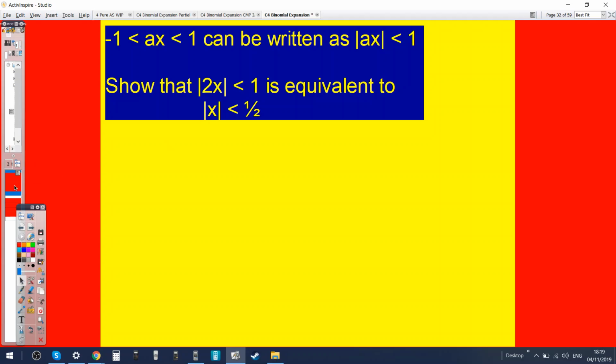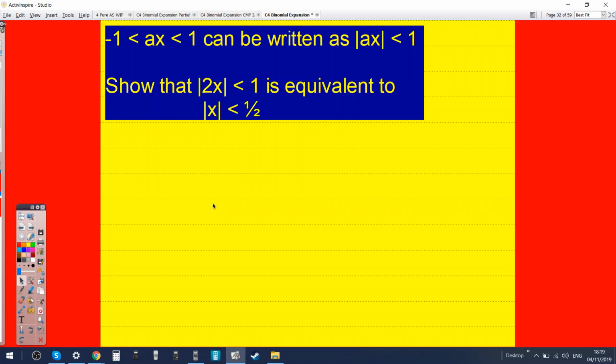Okay, any idea what this is about? Show that 2x less than 1 is equal to x is less than a half.